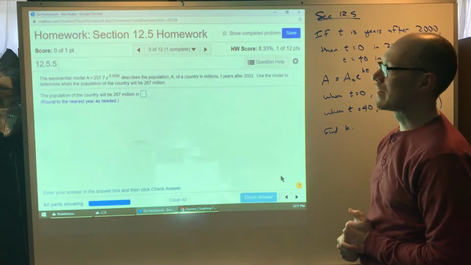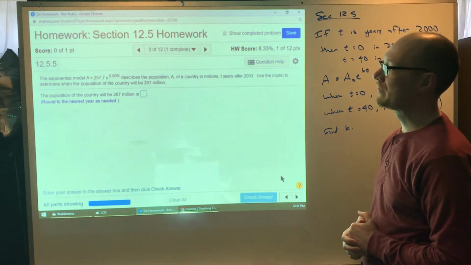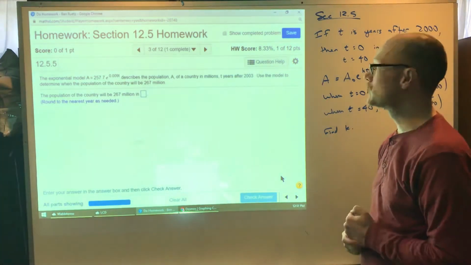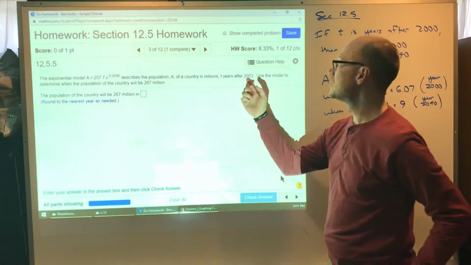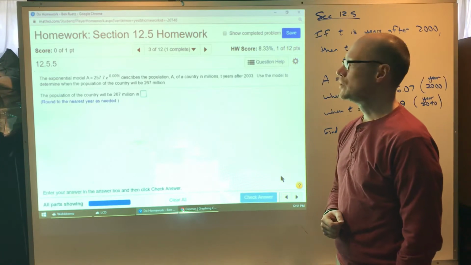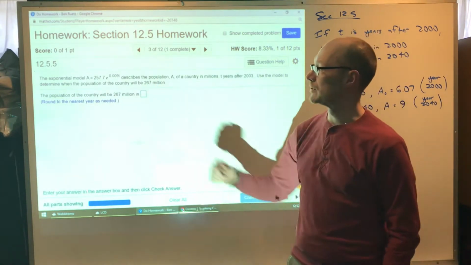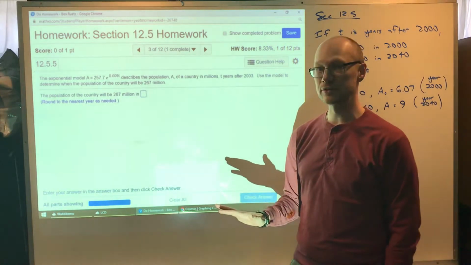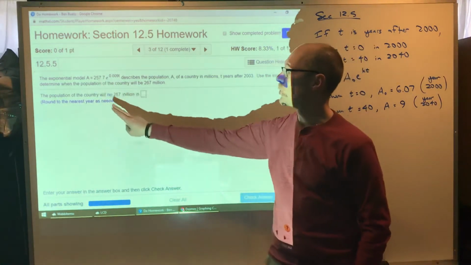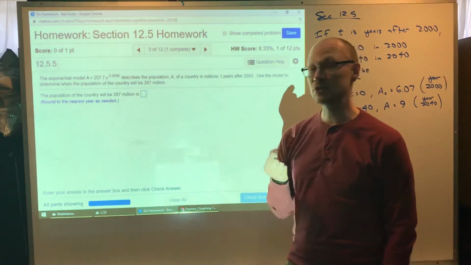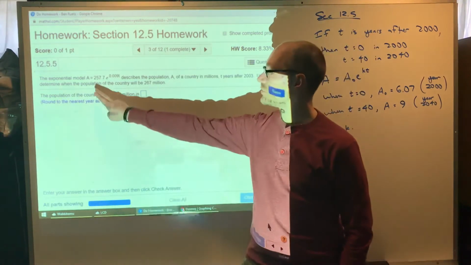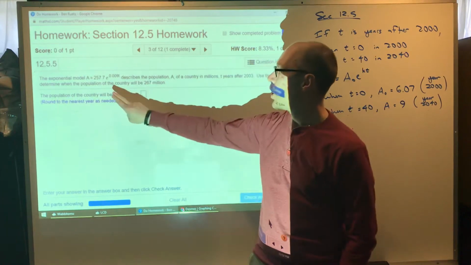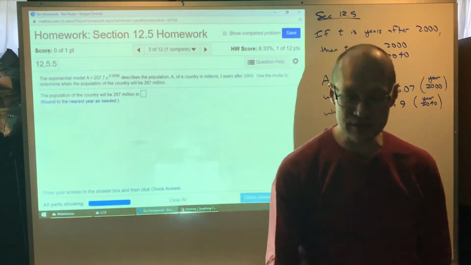The exponential model A equals 257.7 e to the 0.009 t describes the population A of a country in millions t years after 2003. Use the model to determine when the population will be 267 million. First of all, you can ignore the millions and just use 257.7 and 267. I'm just going to graph this. I'm going to go to Desmos, type in y equals this thing, and a second y equals 267.